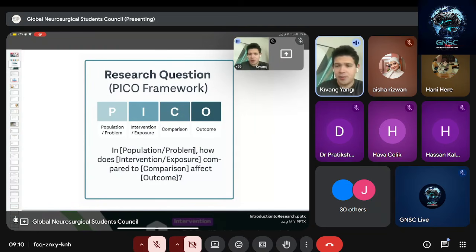See the formulation here. In X population with a problem, how does intervention Y or exposure Y, compared to the comparison group, affect the outcome? Please, I want all our students to write this formulation down. And after these lectures, please go to the internet, to PubMed or databases, and try to formulate some PICO questions by yourself. Do some exercises. This is of crucial importance.